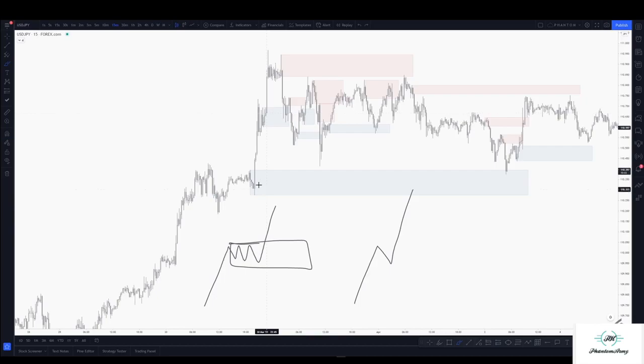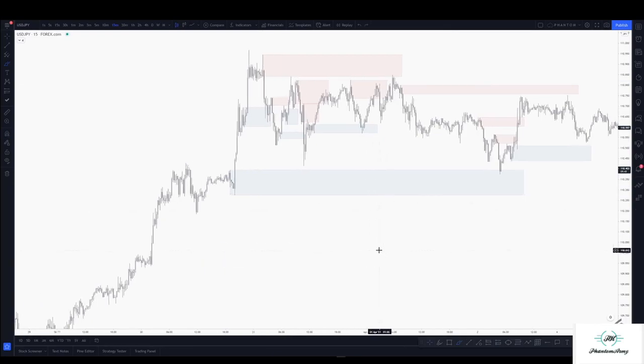So either way we look at it, we know that we have range created demand and we have pivot created demand. We can also see that we've come from an uptrend, we've created that range or that pivot, and we've continued to the upside. Therefore, this is a continuation model.